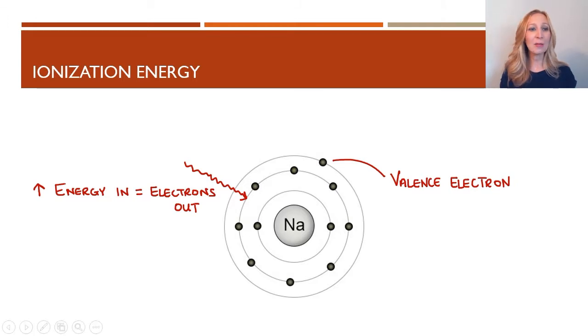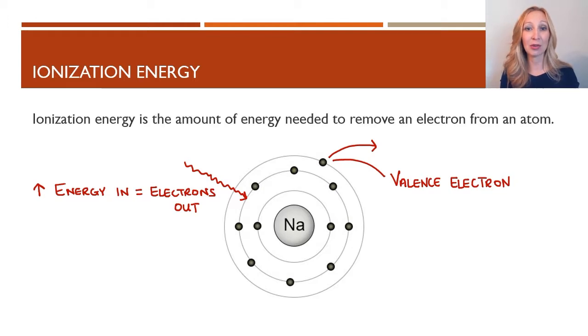So if we give an atom a lot of energy, that valence electron can just leave altogether rather than bouncing out to an outer energy level. Now the amount of energy it takes to steal an electron away is called the ionization energy. So the ionization energy is the amount of energy needed to remove an electron from an atom. Not just any electron, but a valence electron.